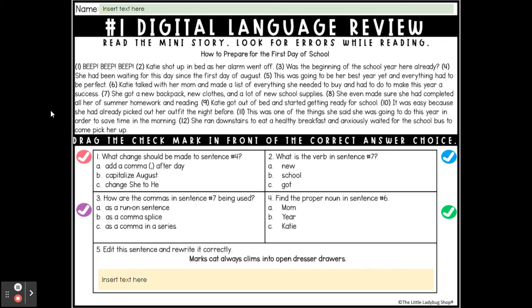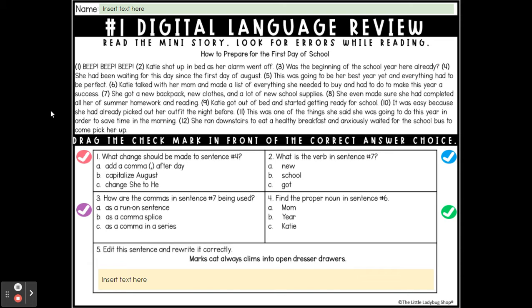Katie got out of bed and started getting ready for school. It was easy because she had already picked out her outfit the night before. This was one of the things she said she was going to do this year in order to save time in the morning. She ran downstairs to eat a healthy breakfast and anxiously waited for the school bus to come pick her up.